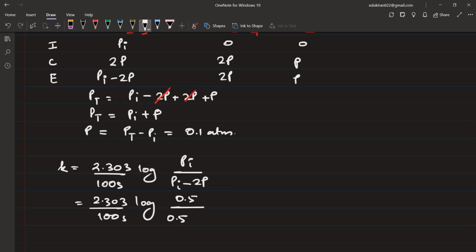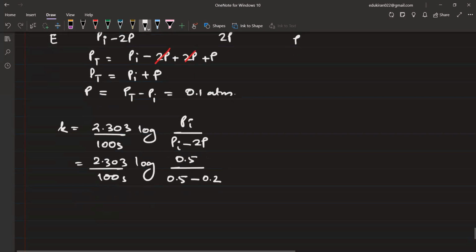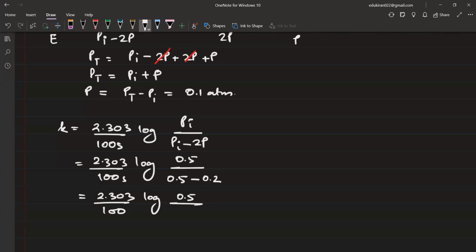minus what are we going to get here? 2P is equal to how much? 2P is how much? 0.2 है ना? 0.1 into 2 will be equal to 0.2. Yes, sir. 2 into 0.1. ठीक है, तो ये हो जाएगा क्या? 0.2. And then this will be equal to 2.303 divided by 100 log of 0.5 divided by 0.3.